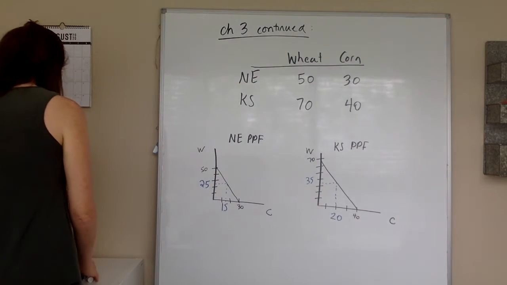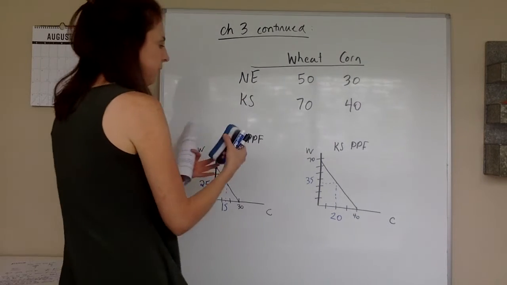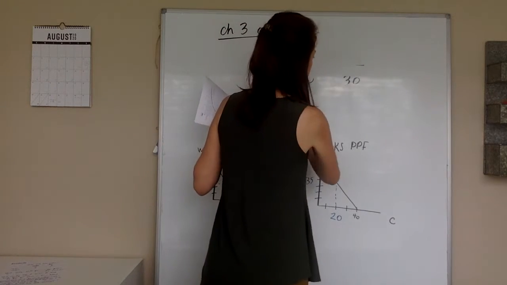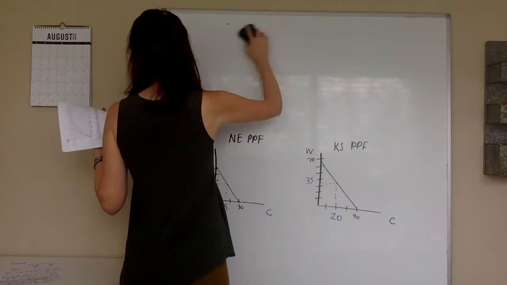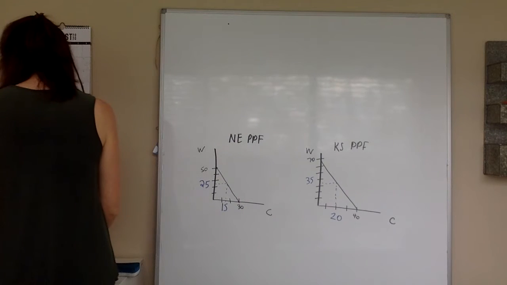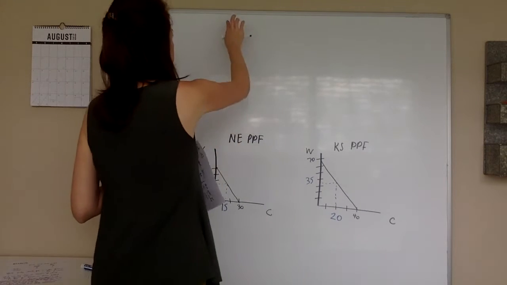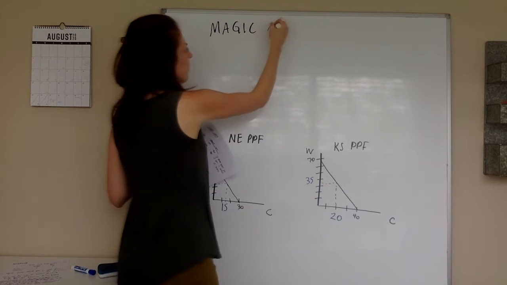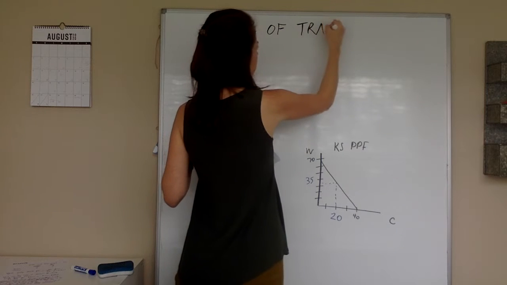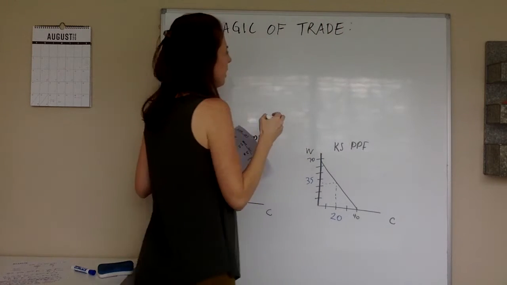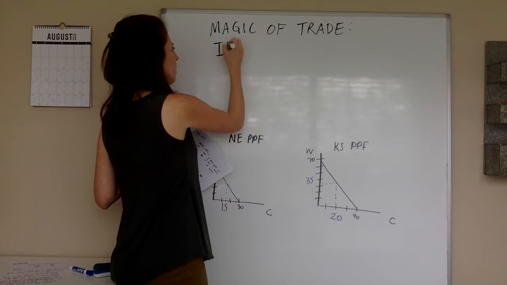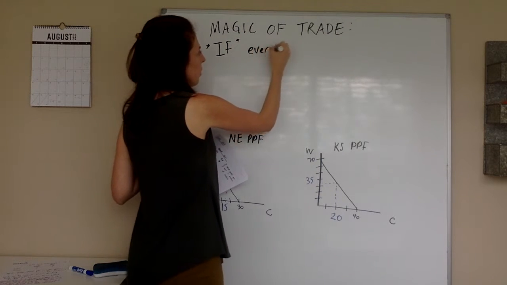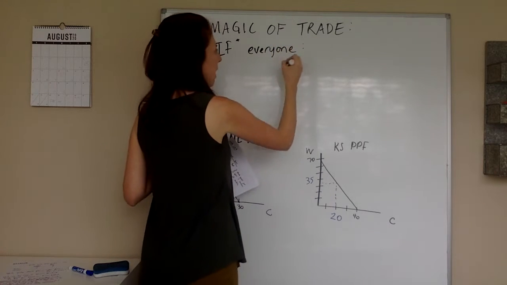Here is going to be the magic of trade. I'm going to give you a preview of the trick, and then I'll walk you through how we get to it. So the magic of trade says... actually, let's just label this. We will label this magic of trade. The magic says if, and this is a big if, everyone does one of two things, then we're going to get the magic to happen.